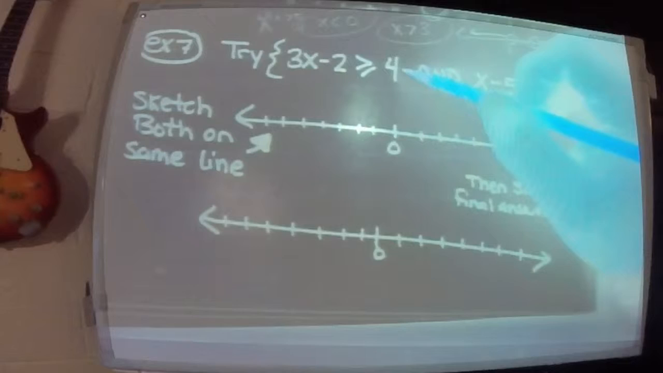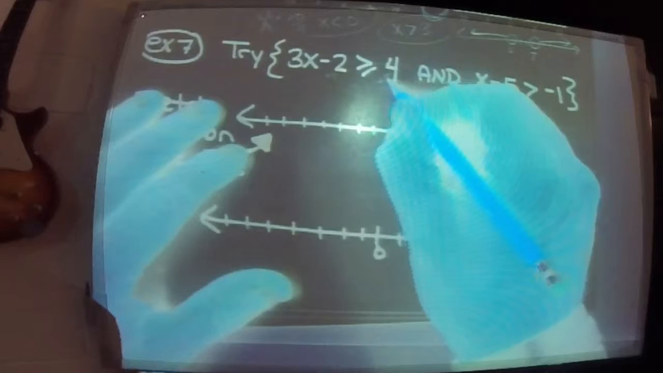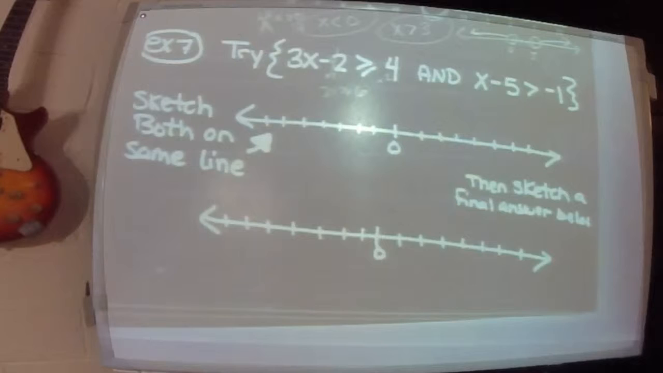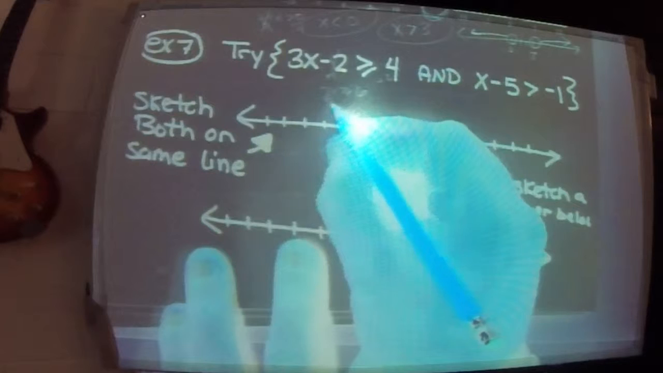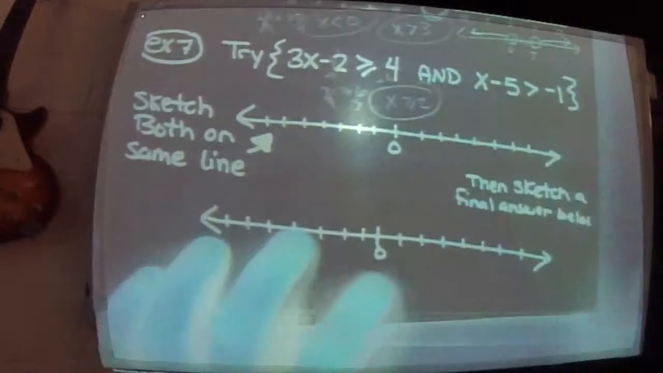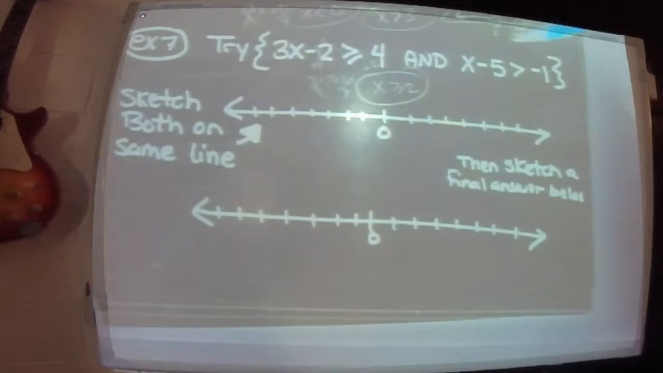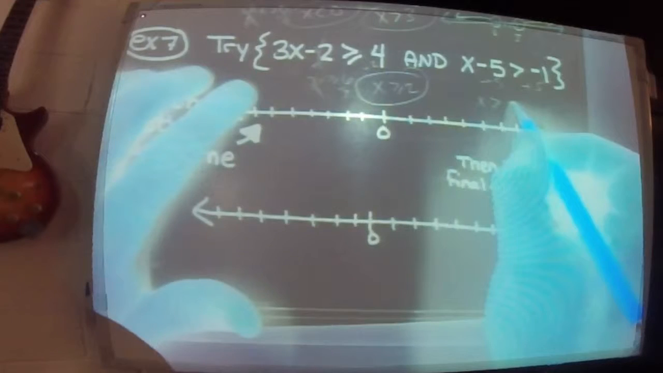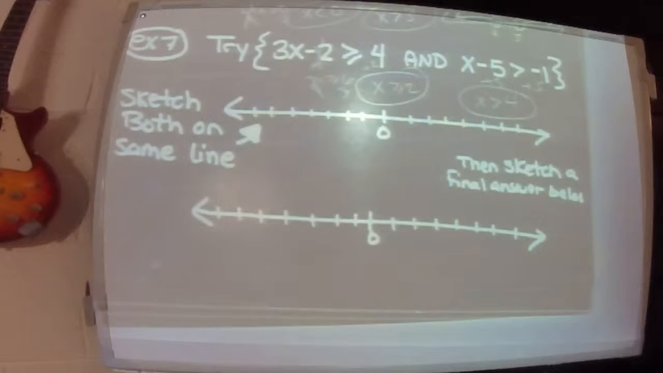What's the first thing I'm going to do? Add 2. 3x greater than or equals 6. What's the next thing? Divide by what? So one of them tells you x is greater than or equal to 2. The other one's really easy. You just need to do what to both sides? Add 5 and you're done. So x is now greater than what? 4.